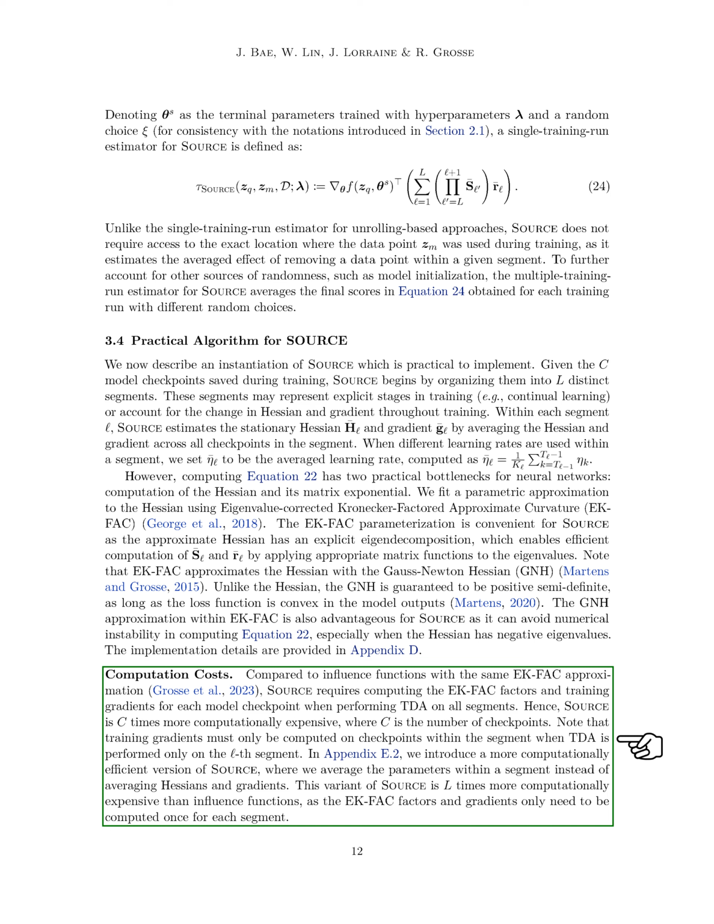In our approach, AVG_params, we present a more computationally efficient version of SOURCE. Here, instead of averaging Hessians and gradients, we average the parameters within a segment. This variant of SOURCE is more computationally expensive than influence functions by a factor of L, as the EK-FAC factors and gradients only need to be computed once for each segment.